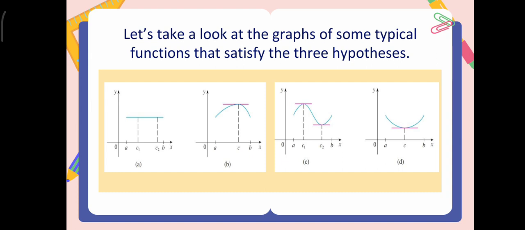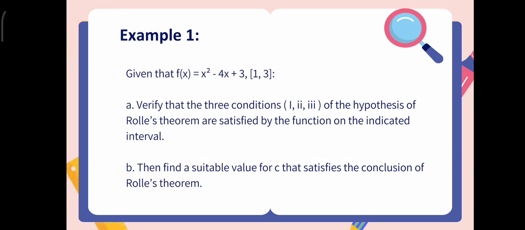So let's give ourselves an example for further understanding of this theorem. So let's have the function x squared minus 4x plus 3 in the closed interval [1, 3]. So our goal today is to verify the three conditions, if you still remember those, of the hypothesis of the Rolle's theorem on the indicated interval. Then right after, if it is satisfied, we should find a suitable value of c that satisfies the conclusion of the Rolle's theorem. If you want to participate, you may pause the video.